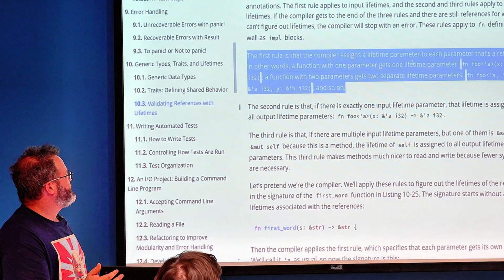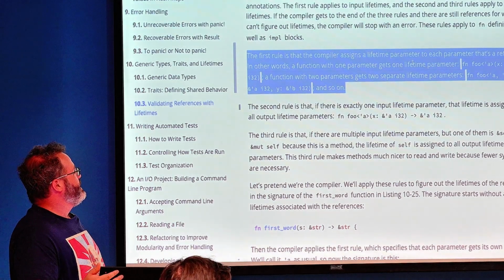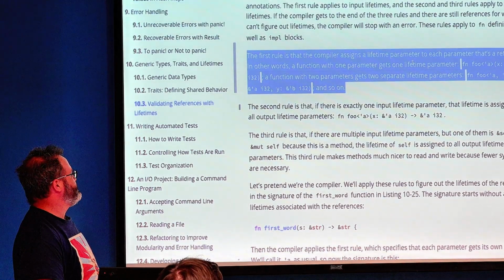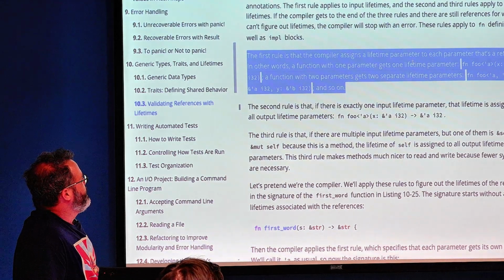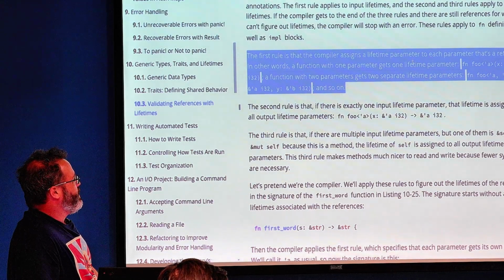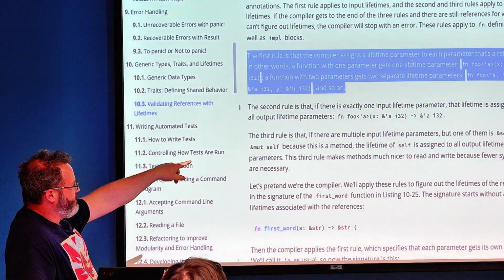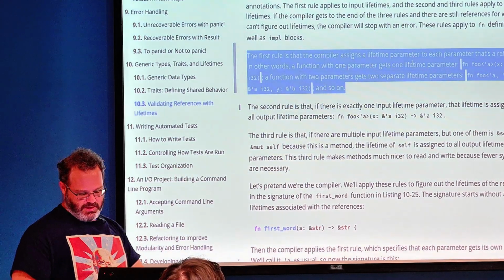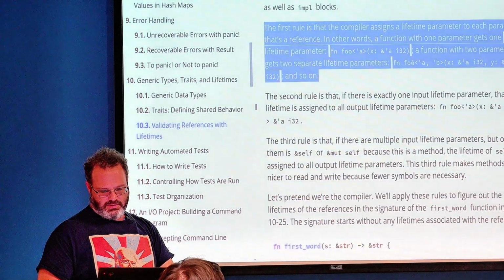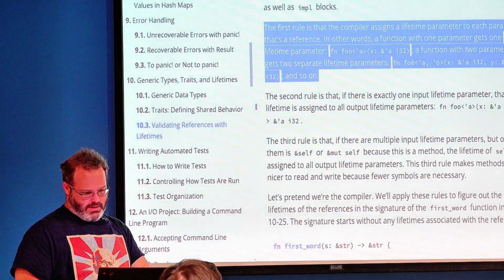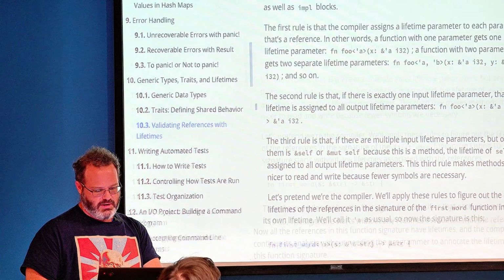The first rule is that the compiler assigns a lifetime parameter to each parameter that's a reference. In other words, a function with 1 parameter gets 1 lifetime parameter. So anytime you see that foo function declared right there? Let's make it a little bit bigger. Hope I don't lose it. There we go. And let's get rid of this sidebar.